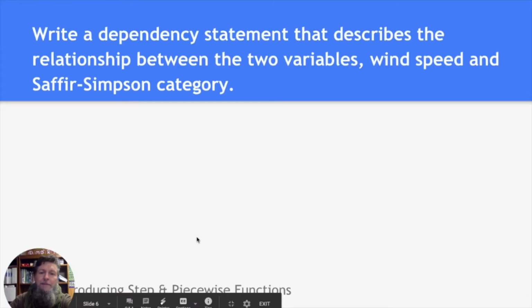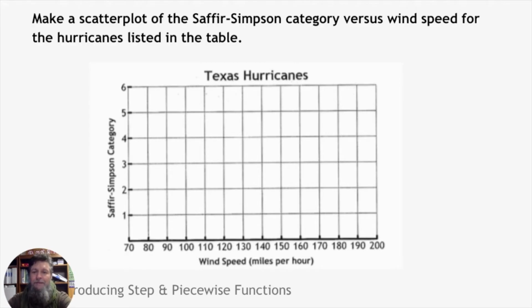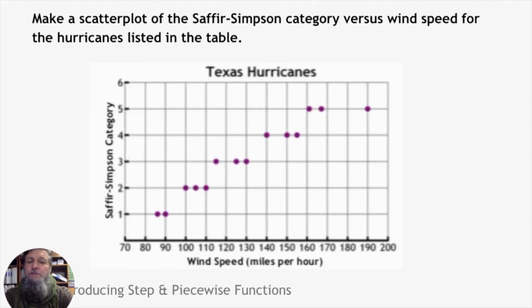We're going to provide a dependency statement that describes the relationship between two variables, wind speed and Saffir-Simpson category. The Saffir-Simpson category depends on the wind speed of the hurricane. Total dependency statement right there. We're going to make a scatter plot of the Saffir-Simpson category versus the wind speed for the hurricanes listed in the table. And it's done. As you can see, it doesn't take very long. There's 2 that were below 90, 3 between 100 and 110.